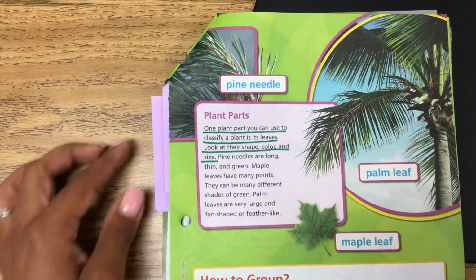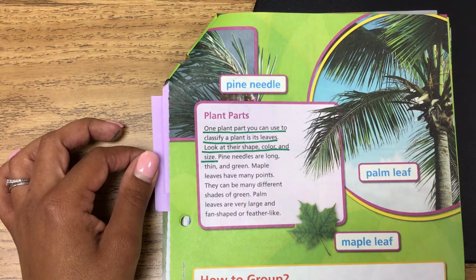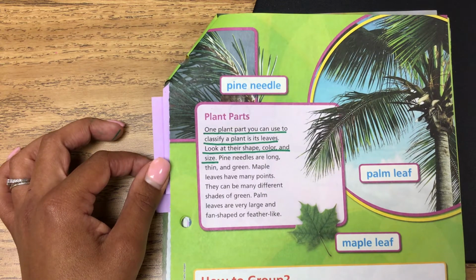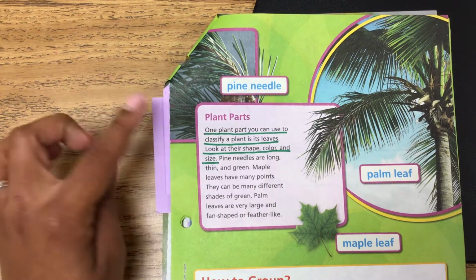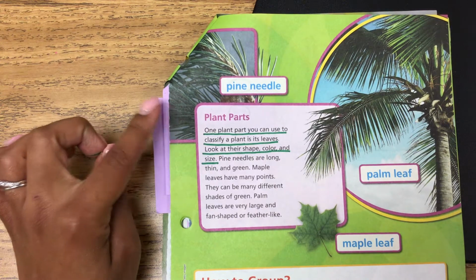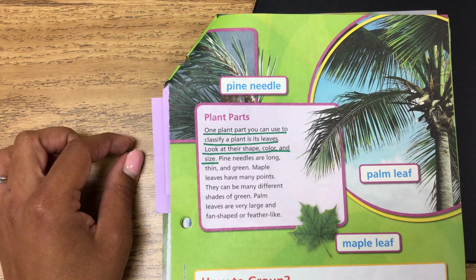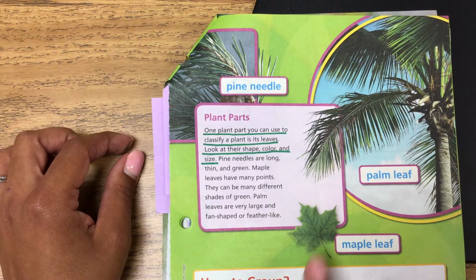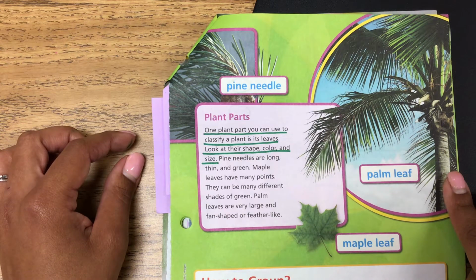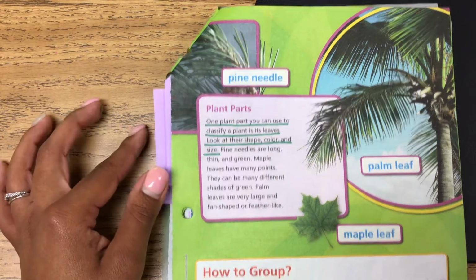Plant parts. One plant part you can use to classify a plant is its leaves. Look at their shape, color, and size. Pine needles are long, thin, and green. Maple leaves have many points. They can be many different shades of green. Palm leaves are very large and fan-shaped or feather-like.